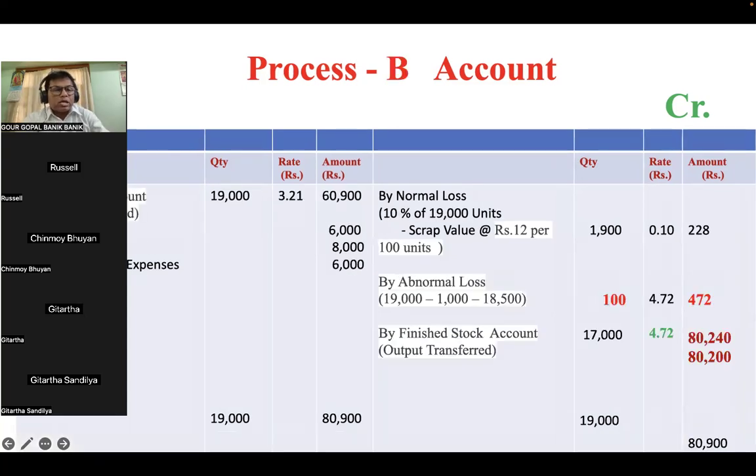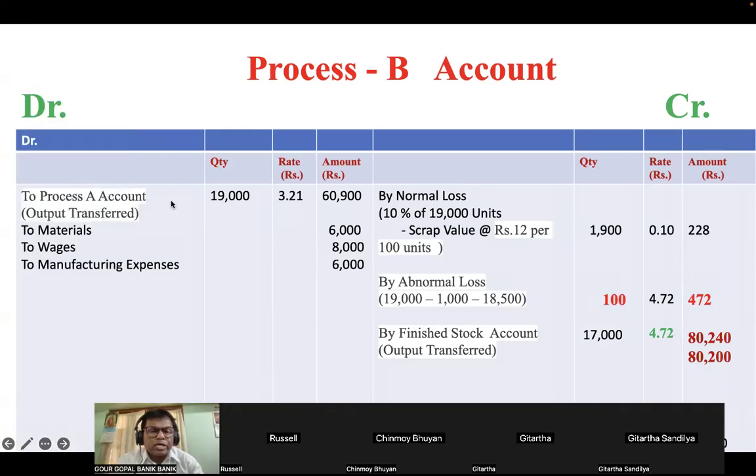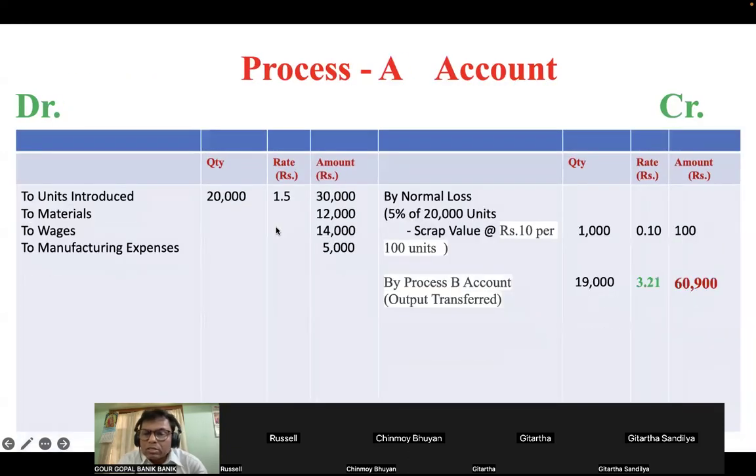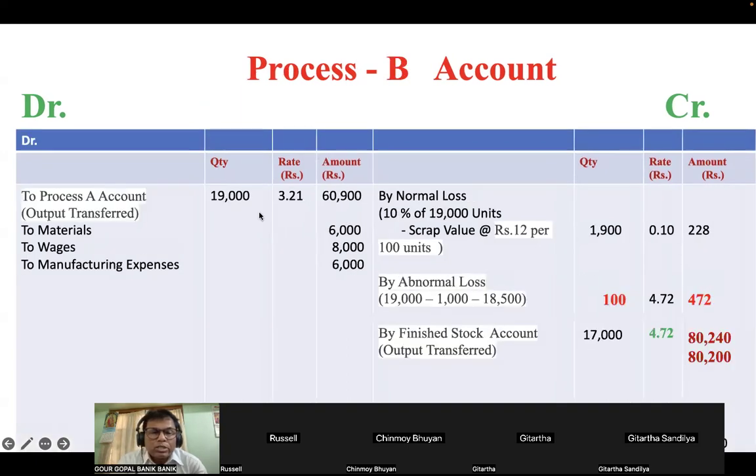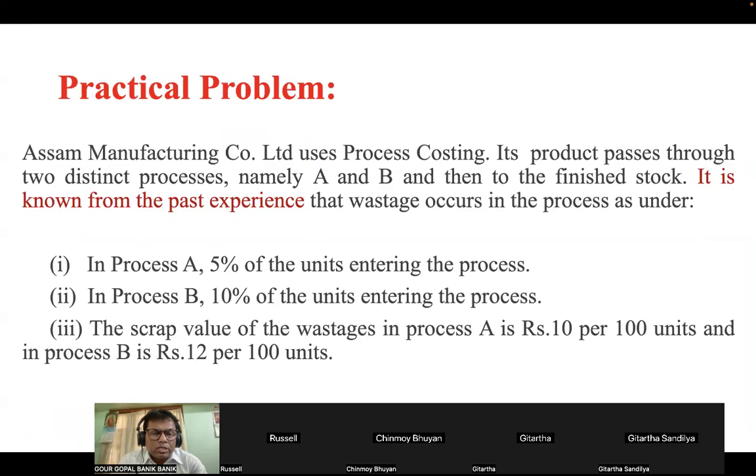So let's see what is done in process B again. In process B, from process A it is coming 19,000, 3.21, same to same. I've copied. See, 19,000, 3.21, 60,900. In process B again, material 6,000, same to same from the question. Wages 8,000, manufacturing 6,000. I put from the question. And in process B, they said 10% loss. So in process B, 10% units are normal loss.